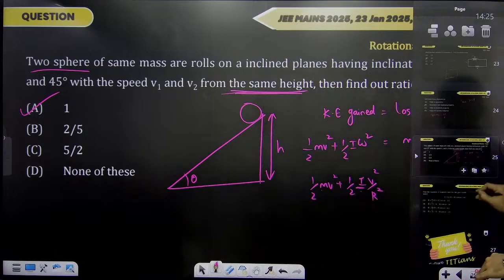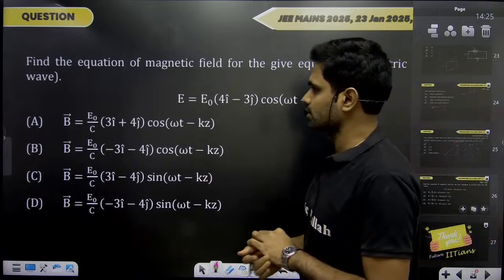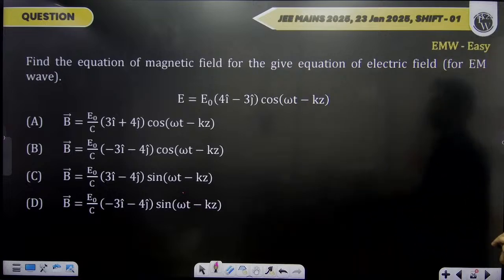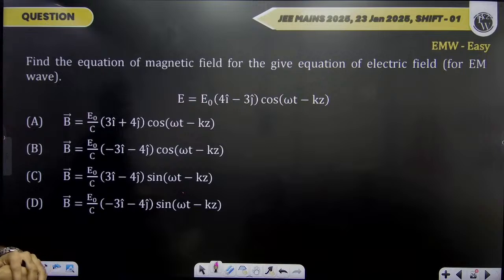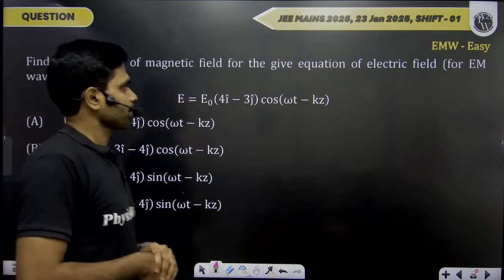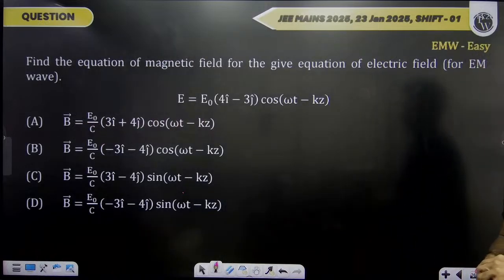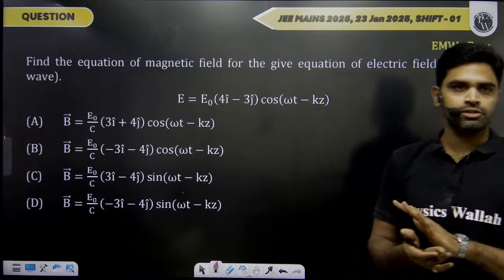So yeah, let us move to the next question. We have the equation of the electric field given for a wave. They are asking for the equation of the magnetic field. So how do we approach this question?